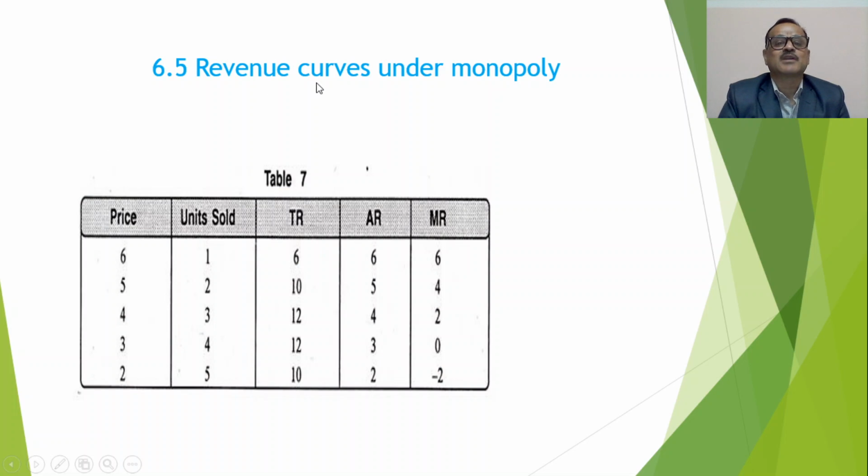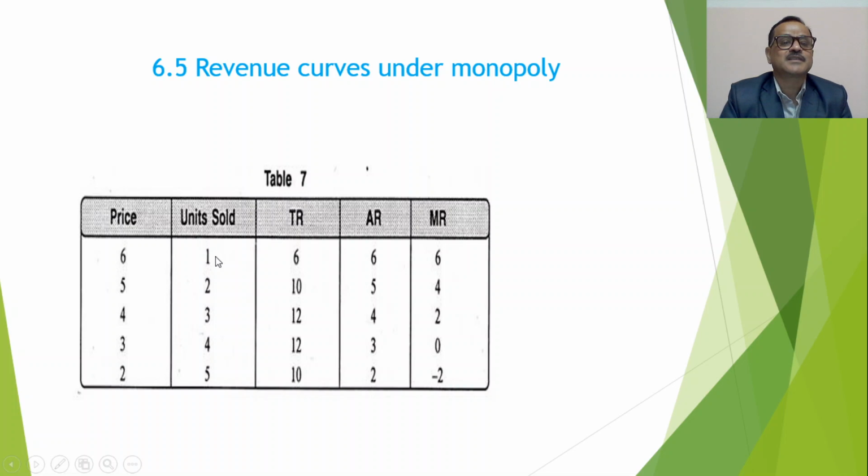And under monopoly, what happens in the monopoly market? Price does not remain constant. In a competitive market, price remains constant, but in a monopoly market, price does not remain constant. So here, different prices. You can see price 2.